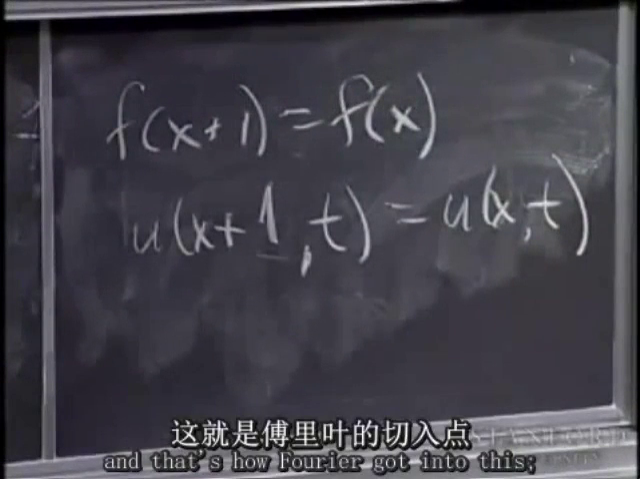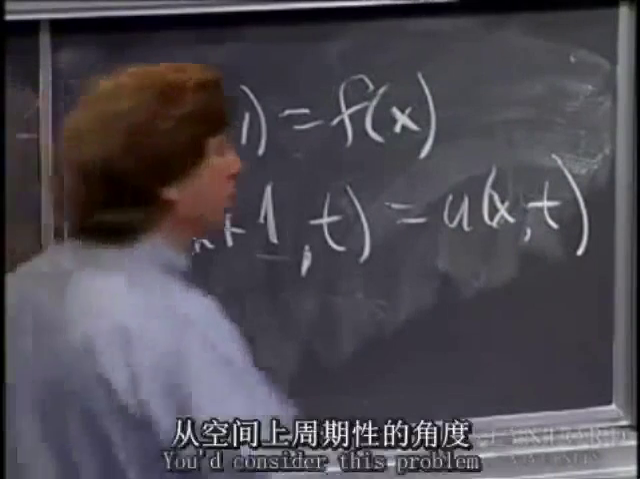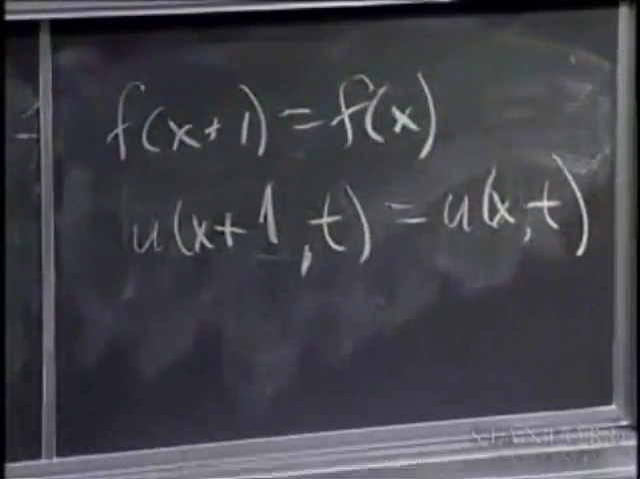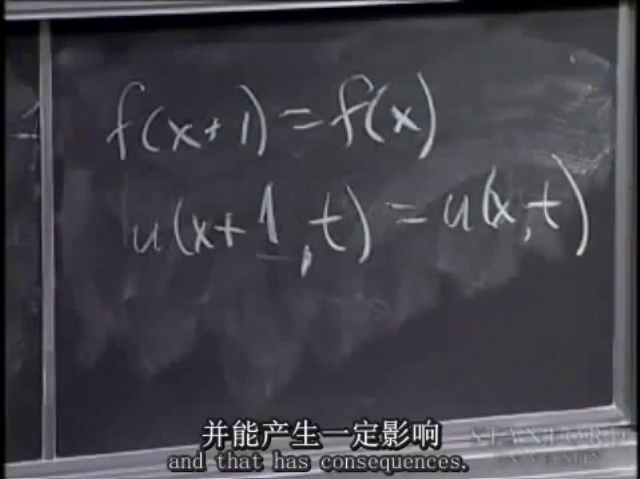And that's how Fourier got into this. That's why he introduced those ideas. He considered this problem where there's periodicity in space. There's the symmetry of the object that you're heating up, and that has consequences.